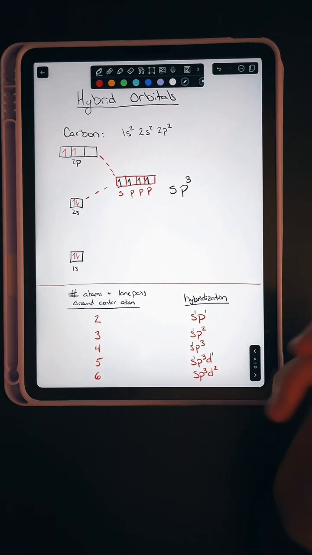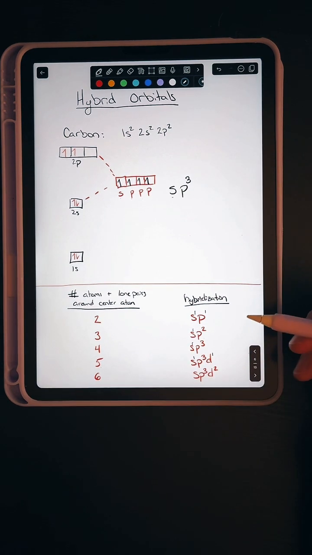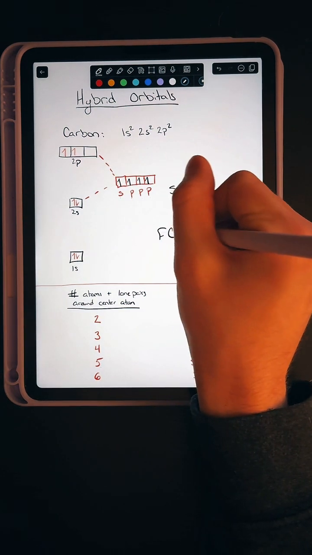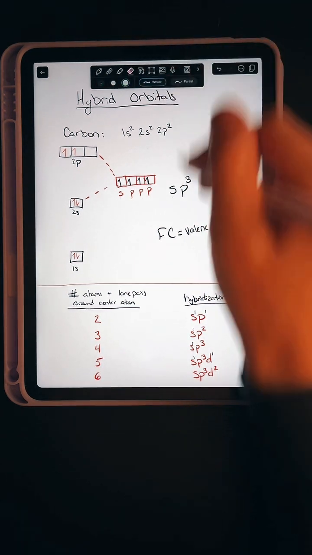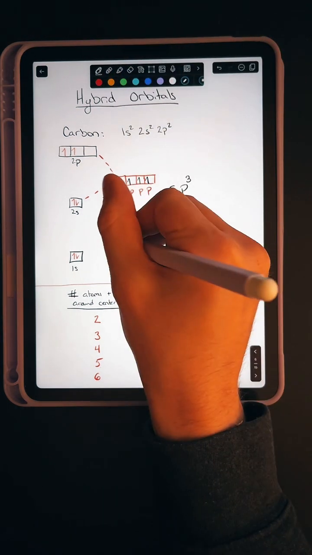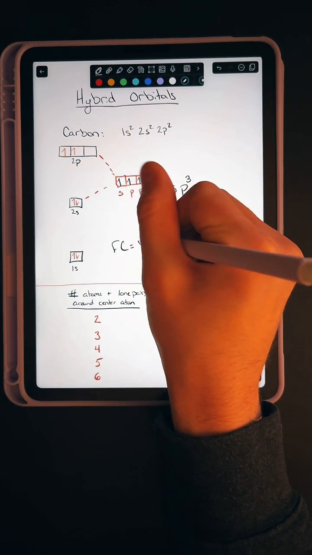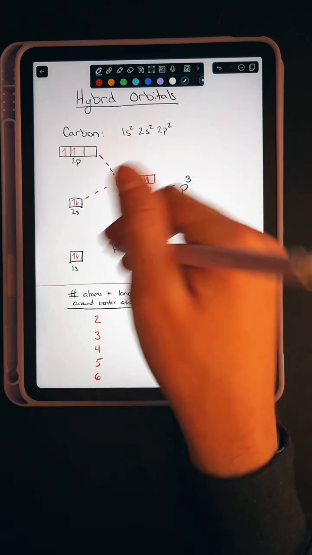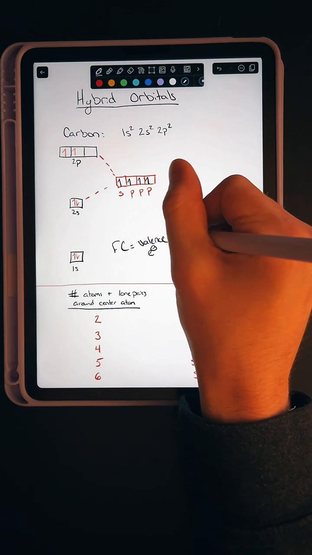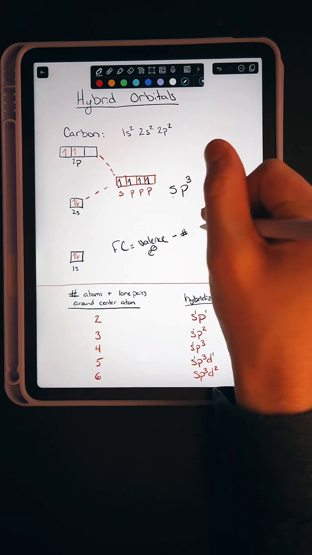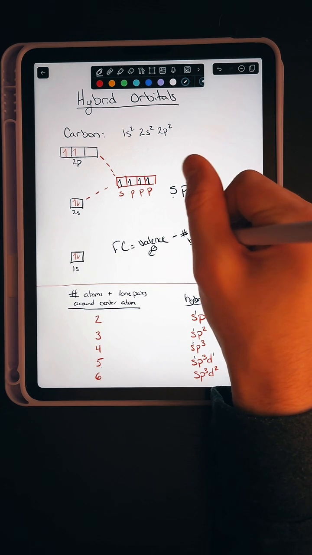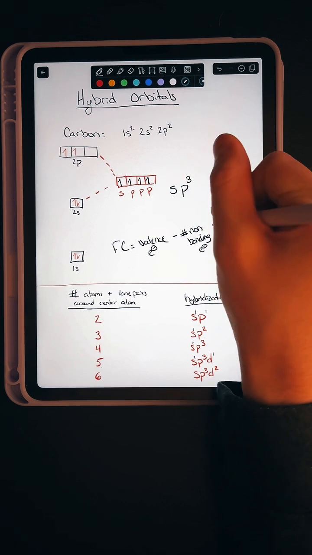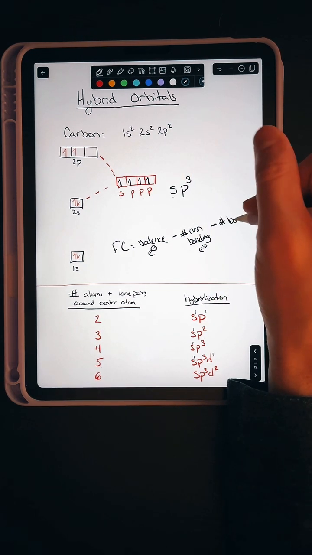So let's talk about formal charge real quick. Each atom that we are talking about in a compound is going to have a formal charge. Formal charge equals your number of valence electrons, or the electrons that are brought from that atom. We're going to subtract from that the number of non-bonding electrons, so lone electrons or non-bonding electrons, minus the number of bonds around that atom.